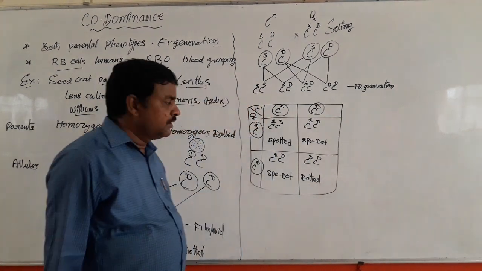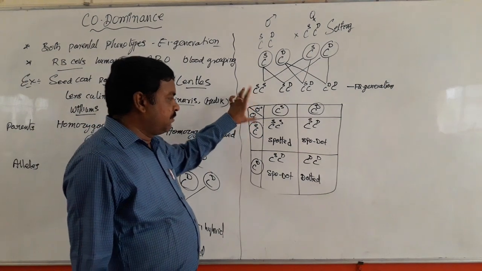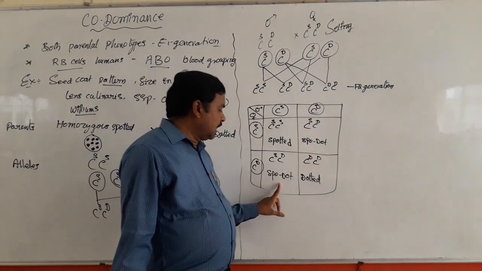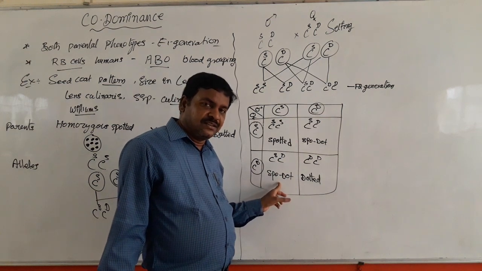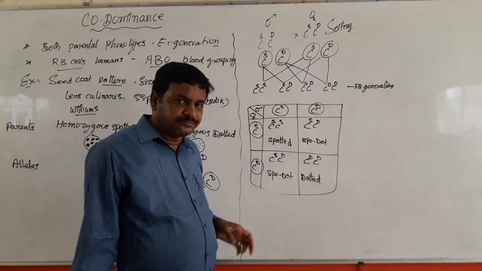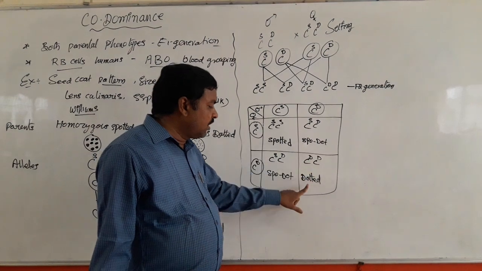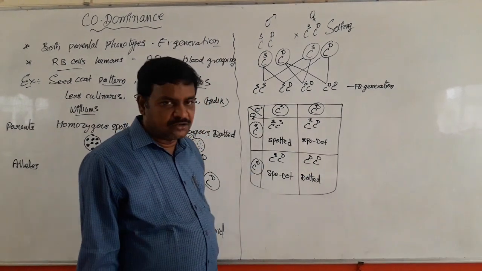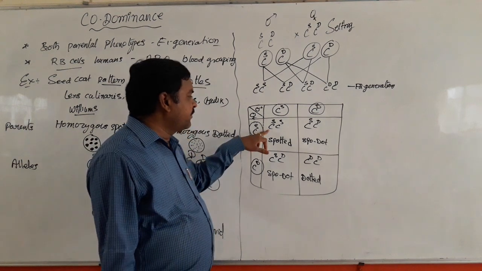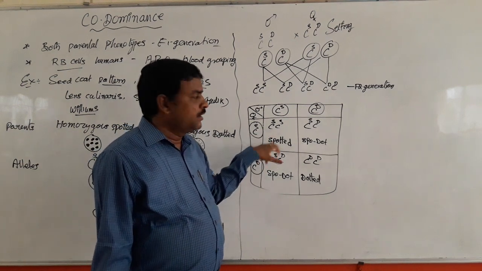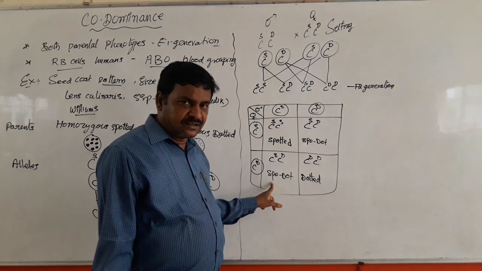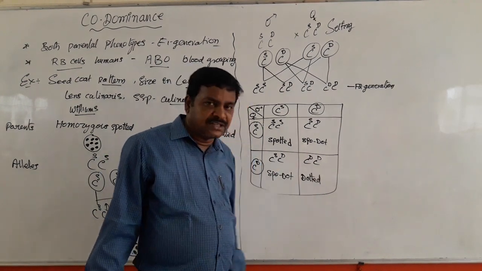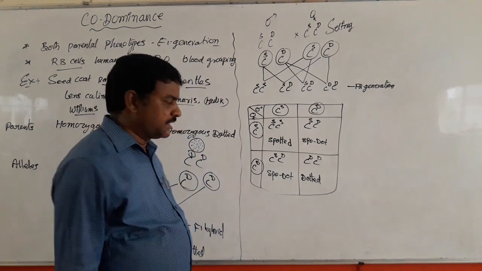In this way, a total of 4 plants are formed. One is a homozygous spotted lentil, two are heterozygous spotted and dotted, and one plant is purely dotted, homozygous dotted. So 25% of the plants are spotted, 50% of the plants are spotted and dotted, and only 25% of the plants have the dotted character.